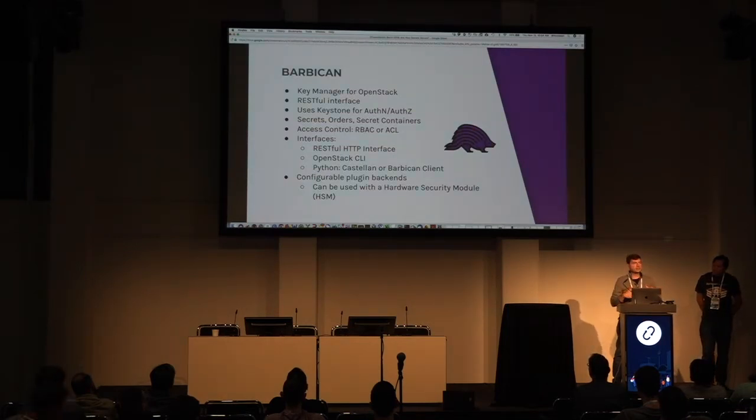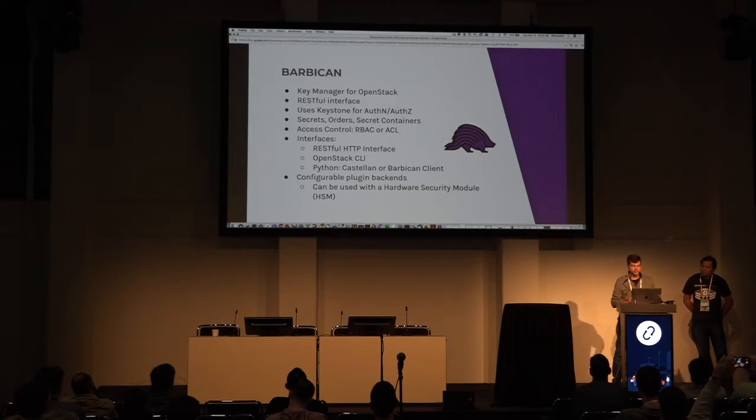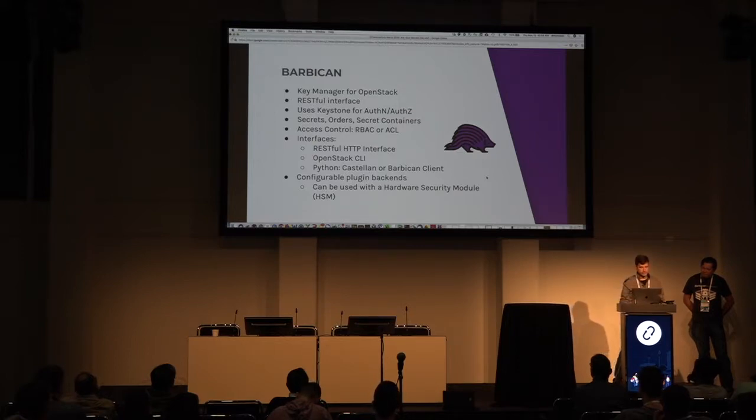So how this all ties together with OpenStack is we have Barbican, which is the secret manager for OpenStack. It's a project about 6 years old. Like most shared services in OpenStack, it provides a RESTful interface to access its functions. It uses Keystone for authentication and authorization, to verify users who want to perform actions with Barbican. It uses Oslo policy to either set up role-based access control or access control lists.